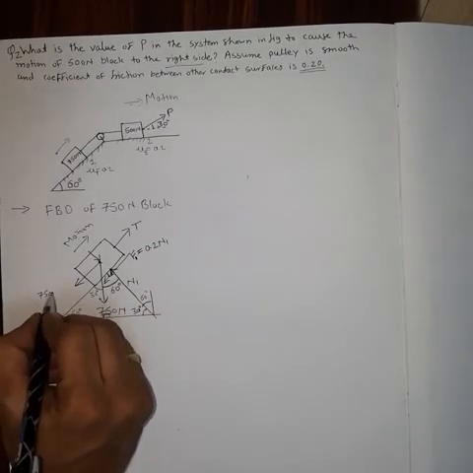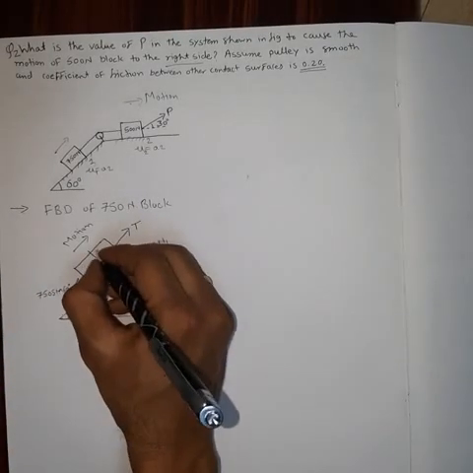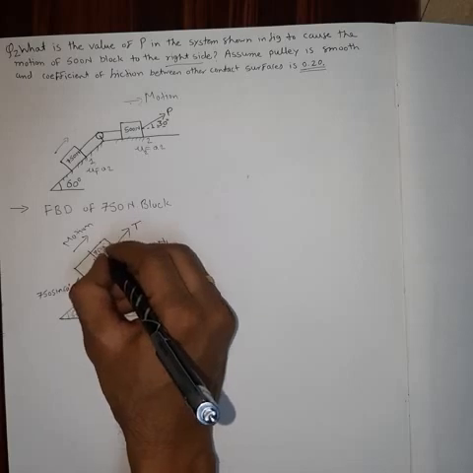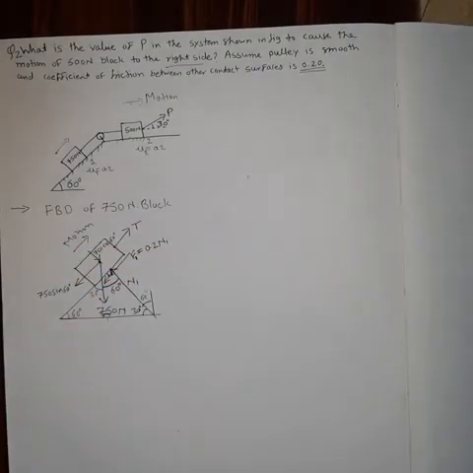So we have 750 sin 60 degree, and this component 750 cos 60 degree. Okay, so that will be the free body diagram. I hope you have understood this free body diagram. I will explain once again.